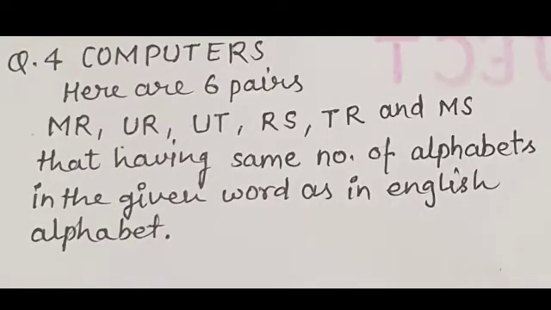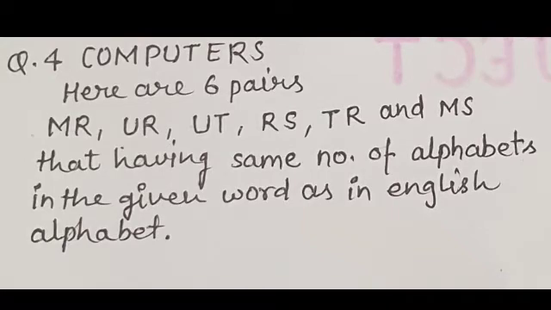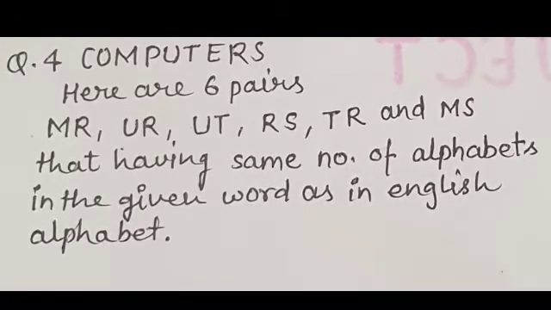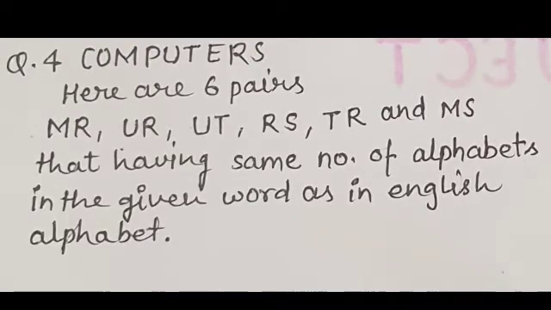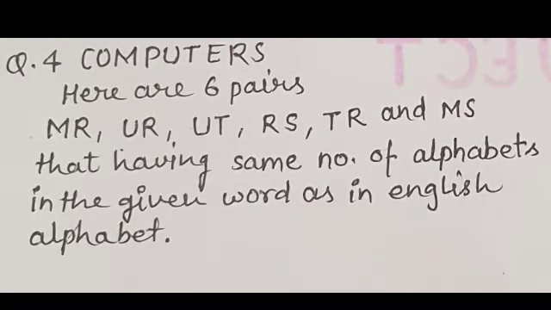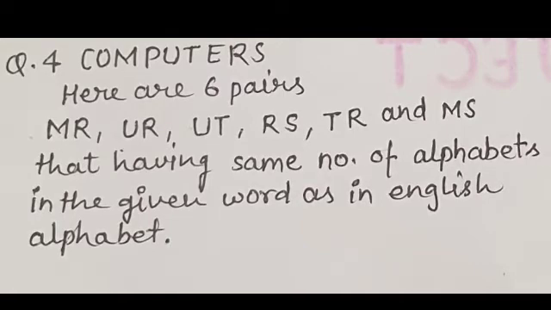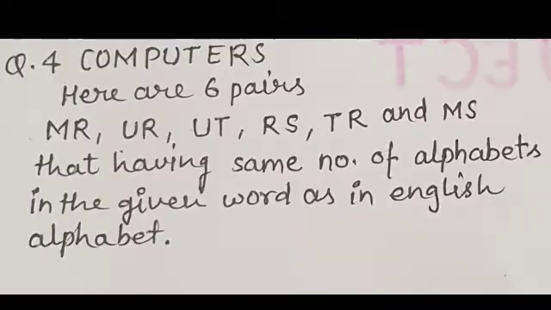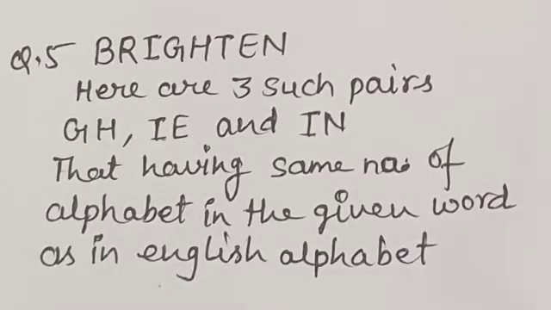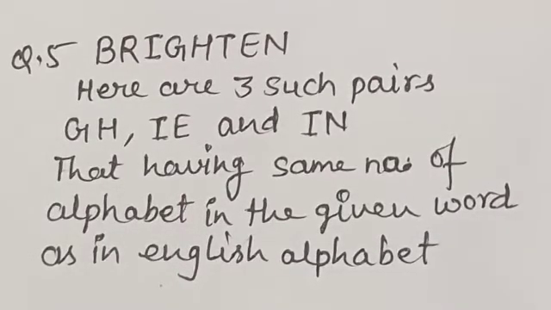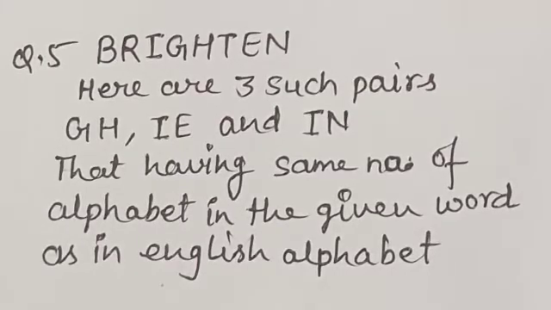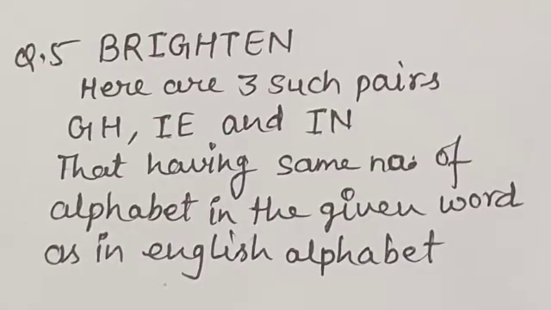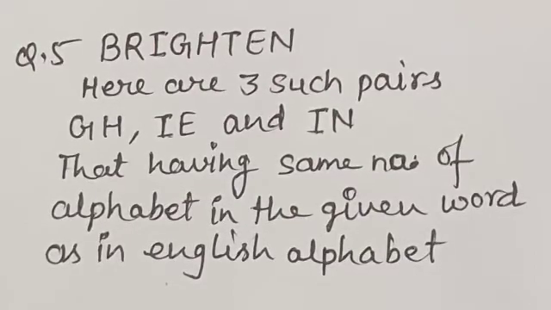Now in the 4th question the word is computers. Here are 6 pairs: MR, UR, UT, RS, TR and MS, that have the same number of letters in the given word as in the English alphabet. You can find the letters as described in question number 1. Now going to question number 5. The word is Brighton. Here are 3 such pairs: GH, IE and IN, that have the same number of letters in the given word as in the English alphabet.